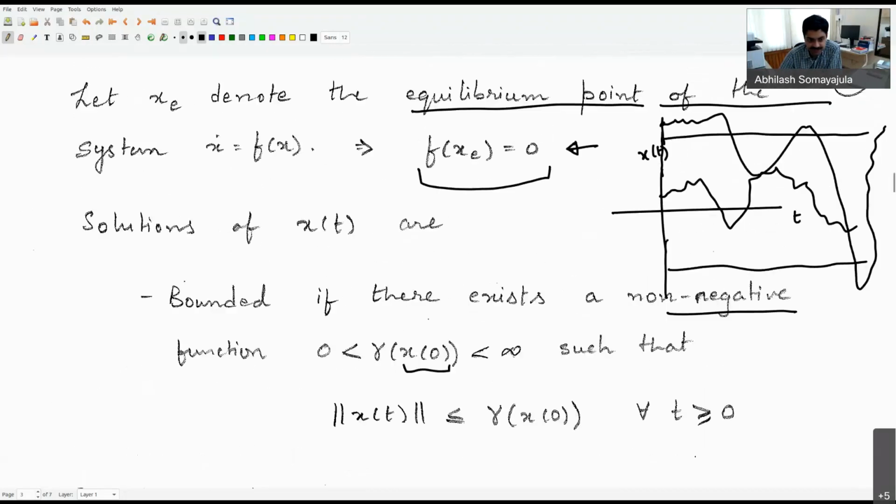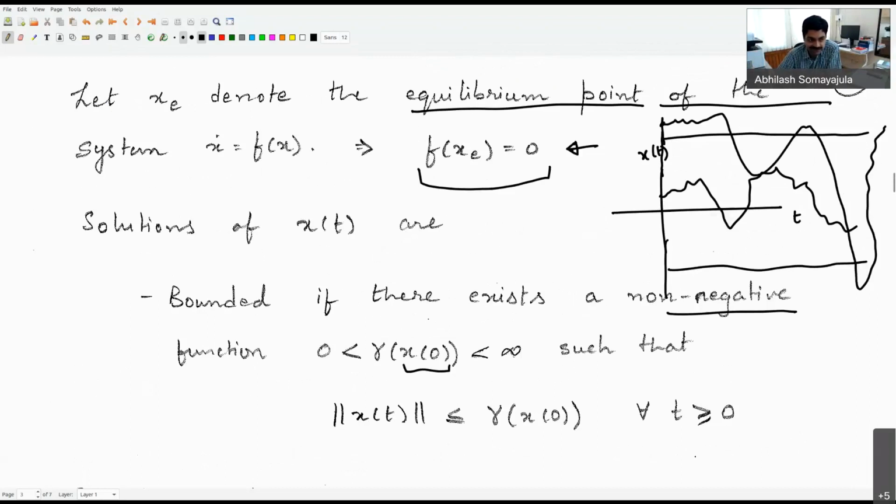Now, the next part comes when this equilibrium point is stable. But unfortunately, it looks like I'm out of time for today. So we will continue again on Monday. At that time, we will discuss when an equilibrium point is called stable and when it is unstable and how we can determine whether the system is stable or not.